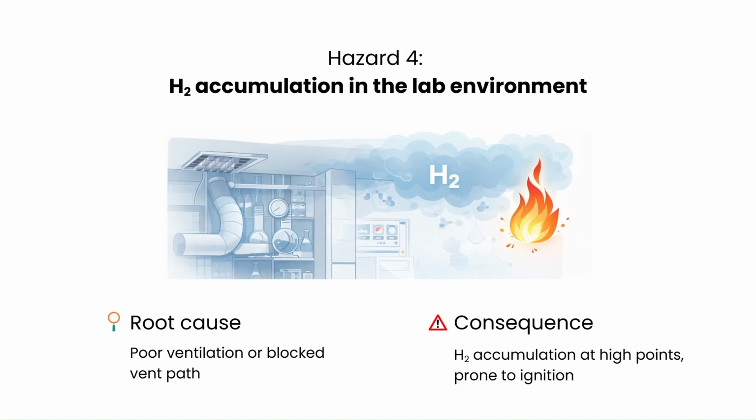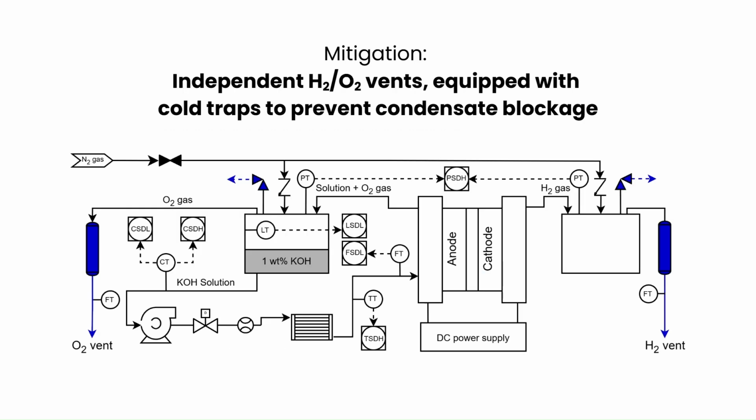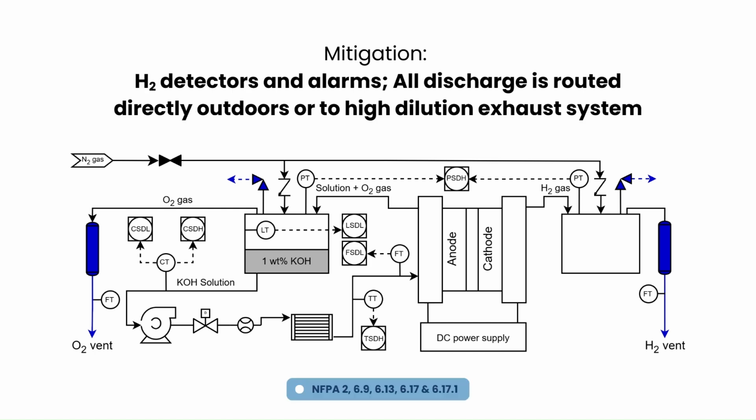The fourth hazard is hydrogen accumulation in the lab environment. Because hydrogen is so buoyant, it can collect at high points if ventilation is poor. To reduce this risk, hydrogen and oxygen should be discharged through independent vent lines with cold traps used to prevent condensate blockage. All discharge should be routed outdoors or to a high dilution exhaust system, and hydrogen detectors with alarms must be installed in case of indoor accumulation.